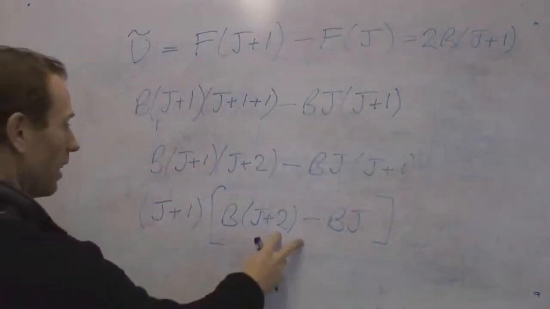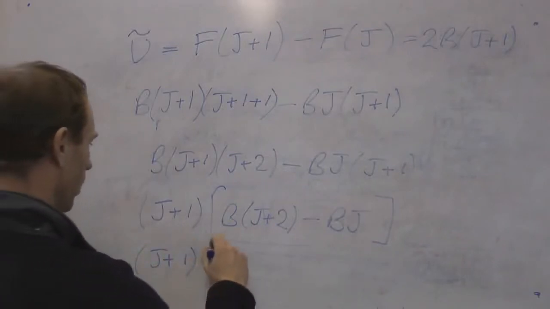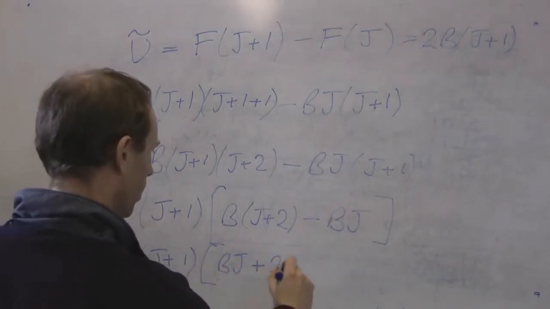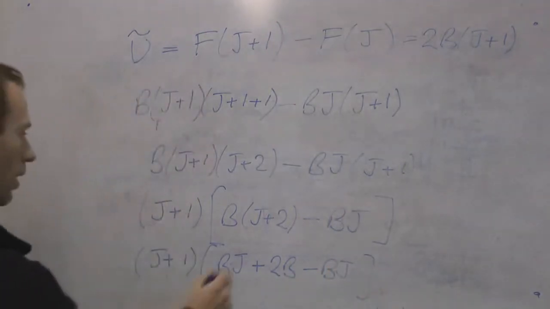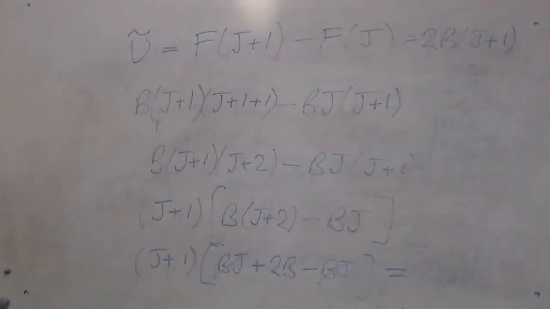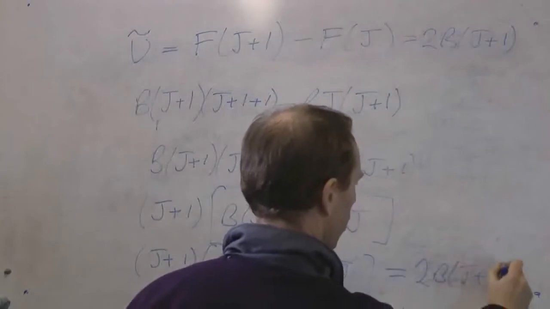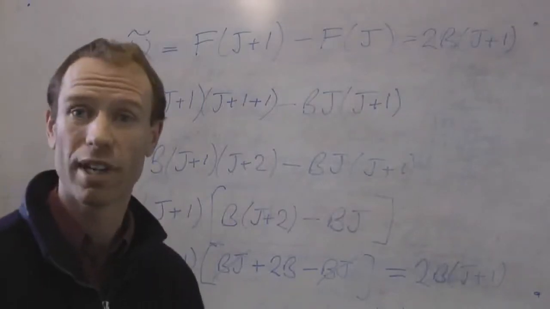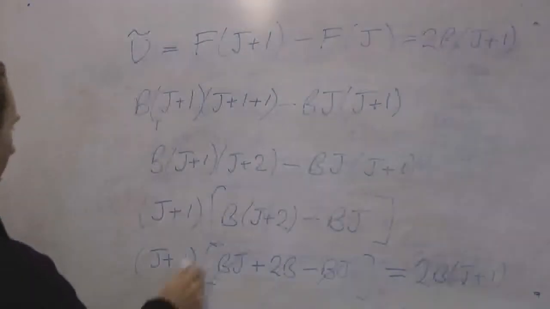If we now expand this, we get (J plus 1) times BJ plus 2B minus BJ. These two cancel out, and this gives us our final expression to be 2B(J plus 1) as we required. So that's the second one I wanted to go through with you. So let's get rid of that now.